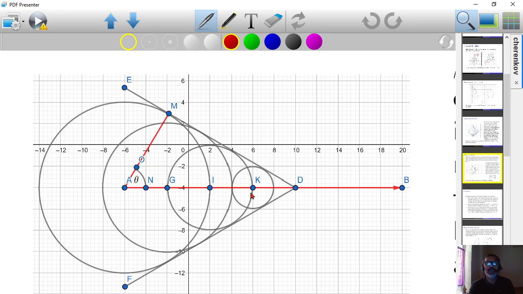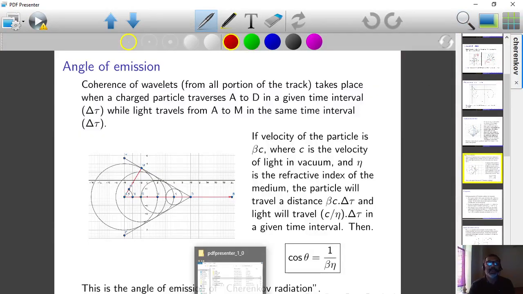That means we have a right angle triangle here. Now from physics we can substitute the values of AM and AD. AD is beta c multiplied by tau, and AM is c/eta multiplied by tau. That means tau cancels, and cos theta is 1/(beta eta). So this is the angle of emission of the Cherenkov radiation.